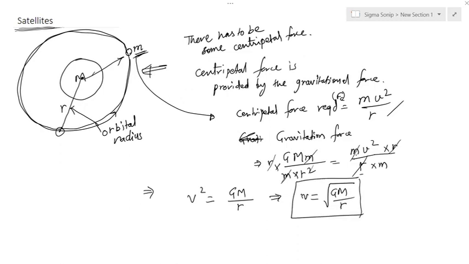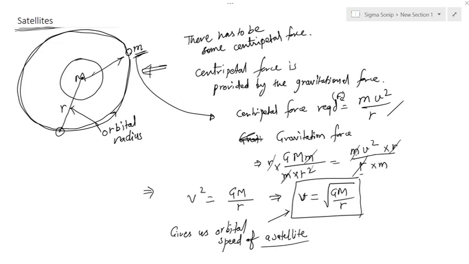What is this giving us? It's an important equation. It's an important lesson. It is giving you the orbital speed of a satellite. So what we have gives us the speed of a satellite, and we can see that it does not depend on the mass of the satellite.